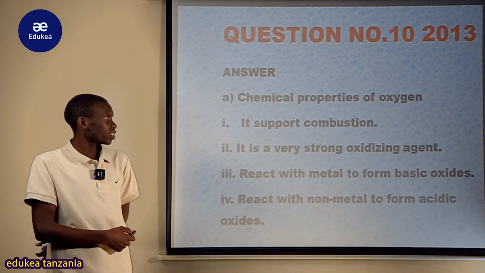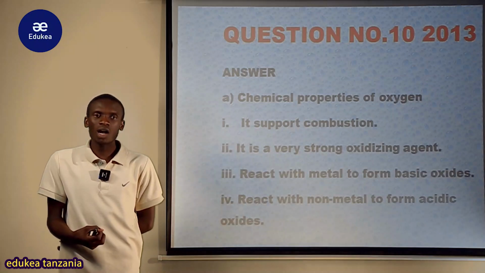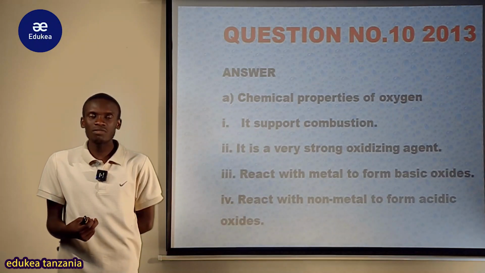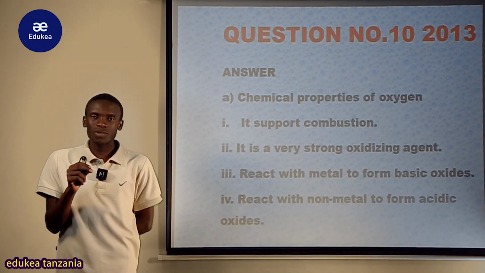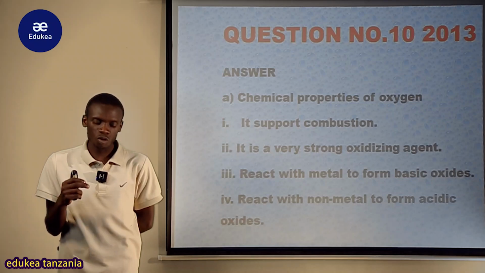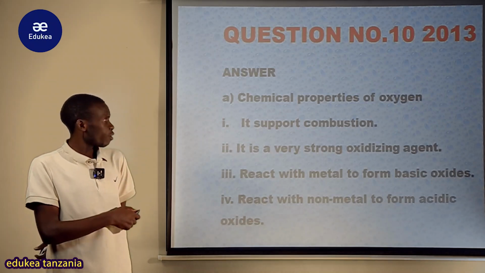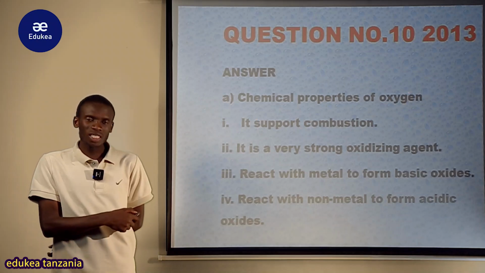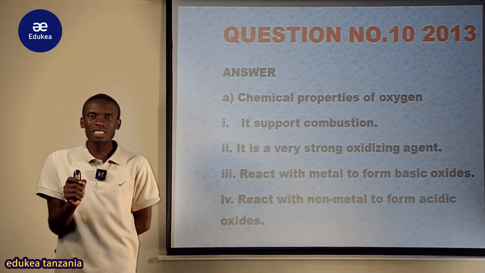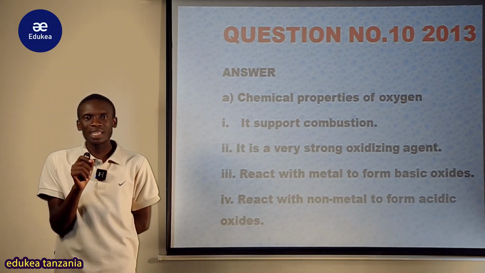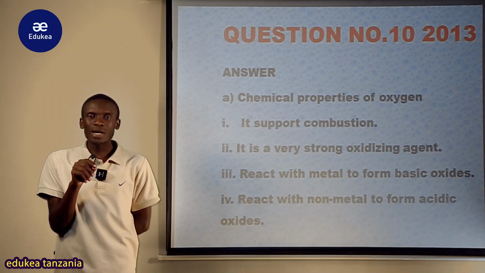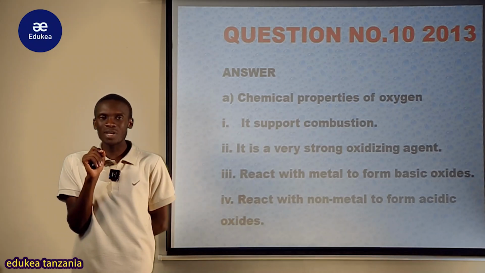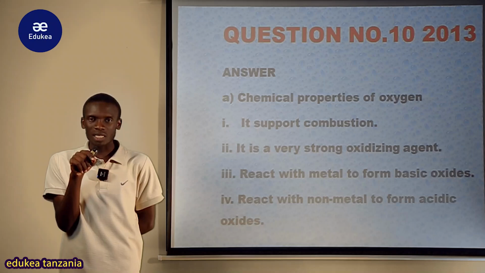Then let's see the answer. The first question is required to give the chemical properties of oxygen. The 4 chemical properties of oxygen are: first, it supports combustion. Oxygen gas supports combustion, but itself does not burn. Yenyewe haiungui ila ina support combustion.